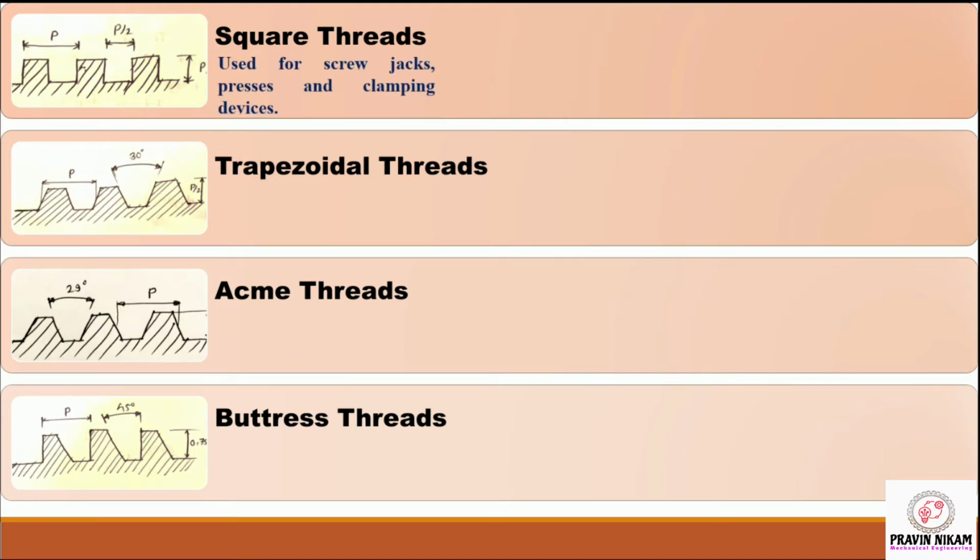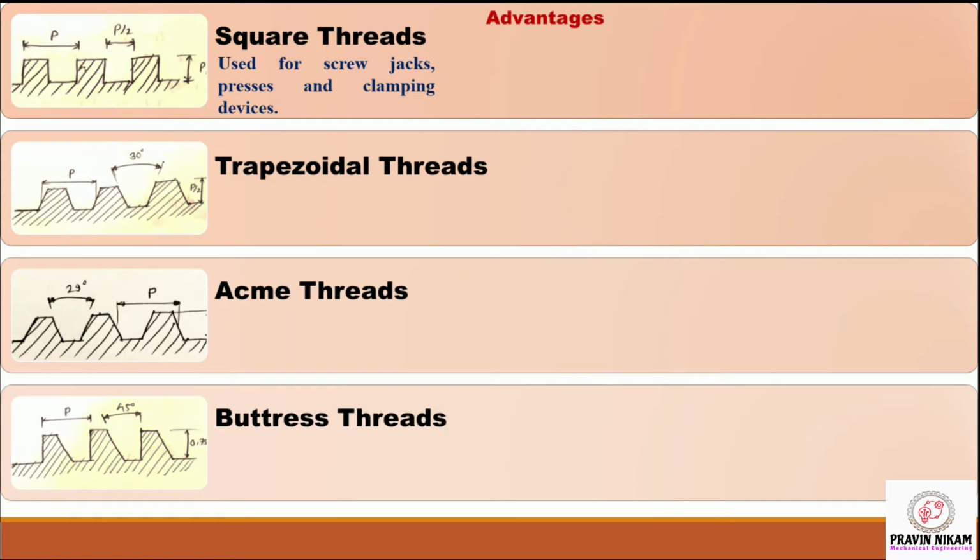So what are the square threads? In the diagram you can see the shape of the square thread. This type of thread is used for screw jacks, presses and clamping devices. You can see this type of threads on a power screw in screw jacks, presses and clamping devices.